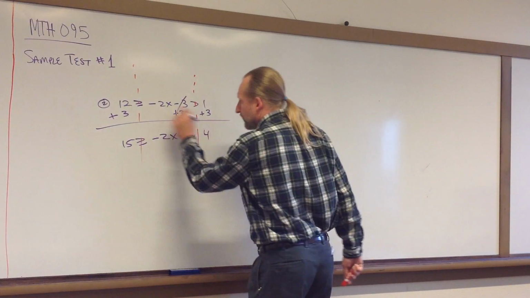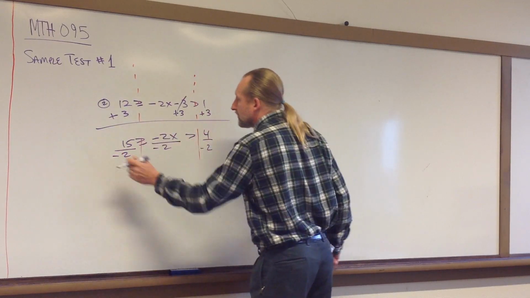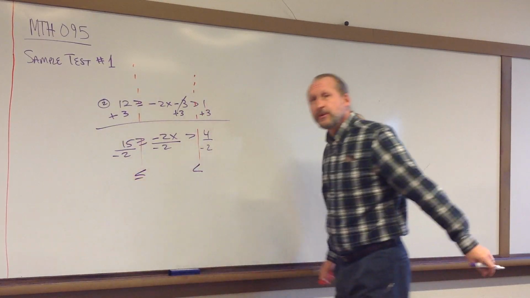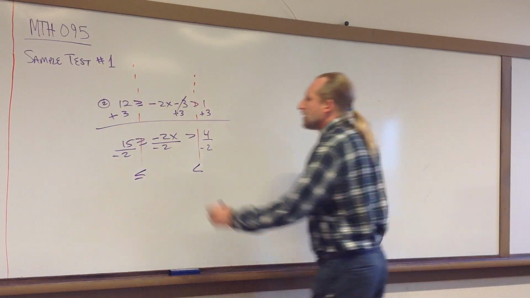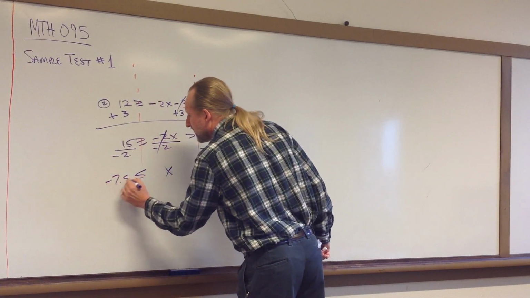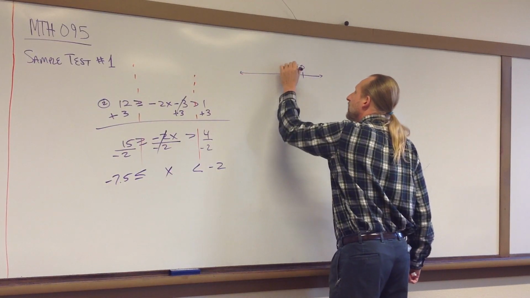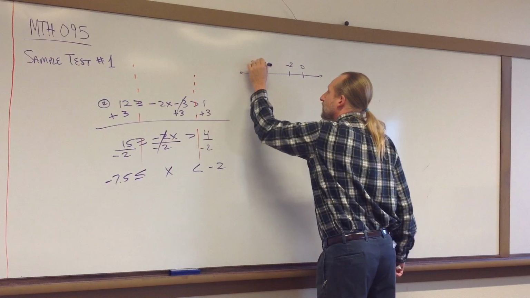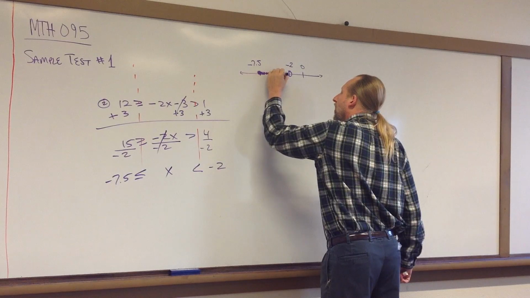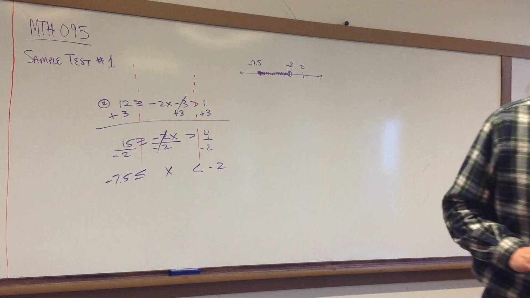And then we're going to divide through by negative 2. And remember, we have to do that in 3 places. And because we're dividing by a negative, that's going to flip those symbols around. So that'll leave us with x in the middle. This will be negative 2, and that'll be negative 7.5. So x less than negative 2, but greater than or equal to negative 7.5 will look like that. Okay.